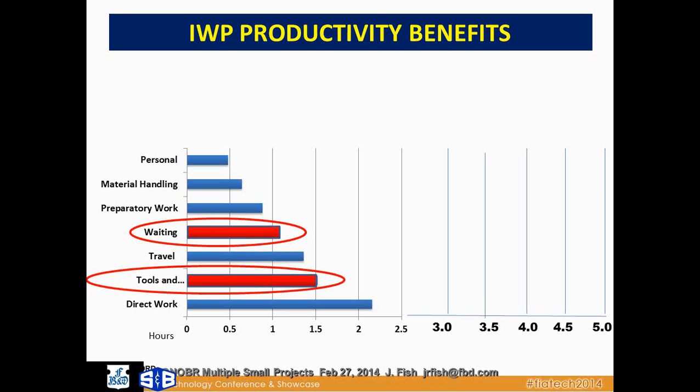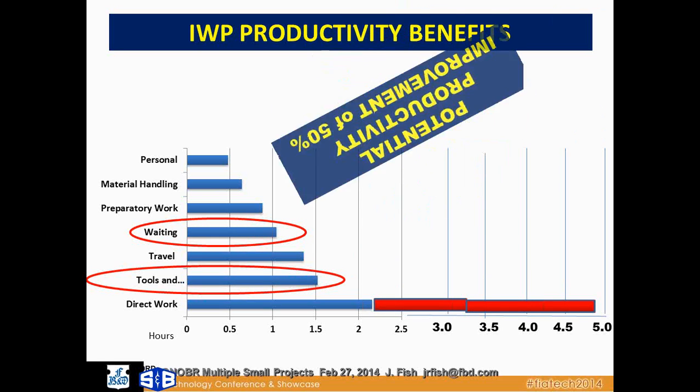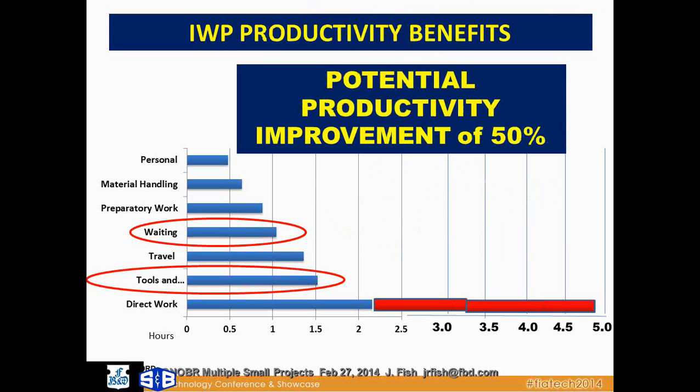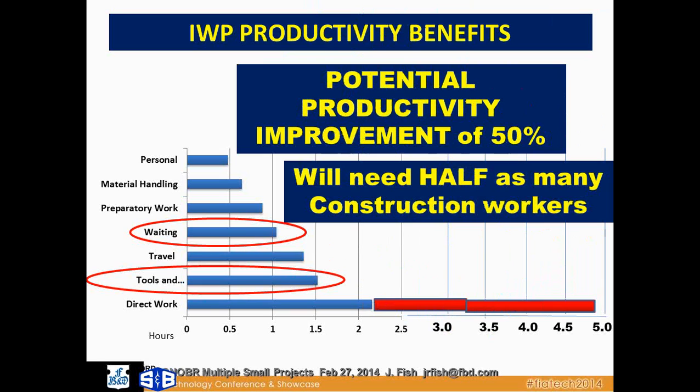If we could eliminate waiting, if we could eliminate tools and equipment problems, push that next slide. There's an animation here. So there goes waiting. There goes your tools. We're up around 5 hours a day. We can virtually double the productivity on the job site. And now instead of needing 80,000 new workers, I would only need 40,000 new workers. So these are the kinds of things we have to look at.